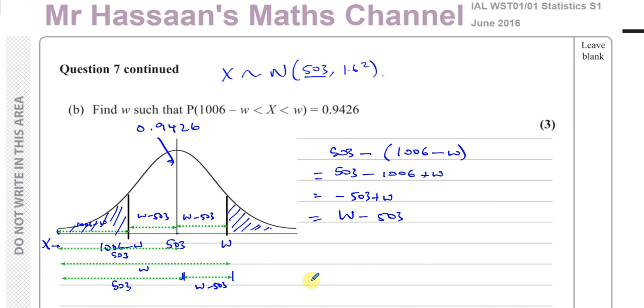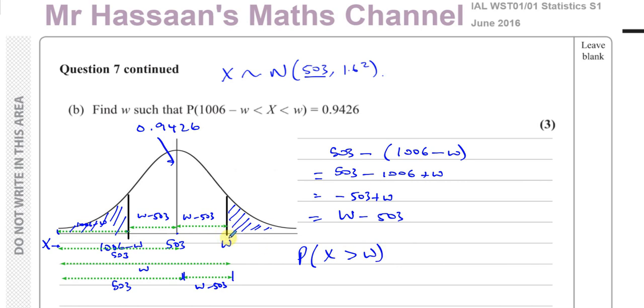So that's going to help me a lot now, because I can work out what the value of these two areas are. I know the whole thing is 1, so I can say the probability that X is greater than W.